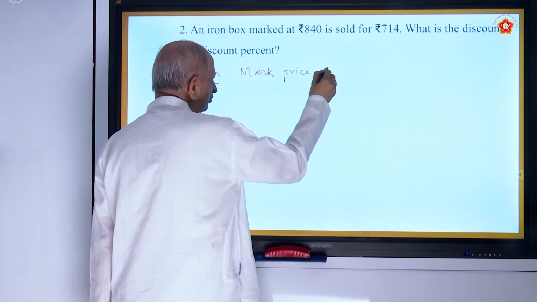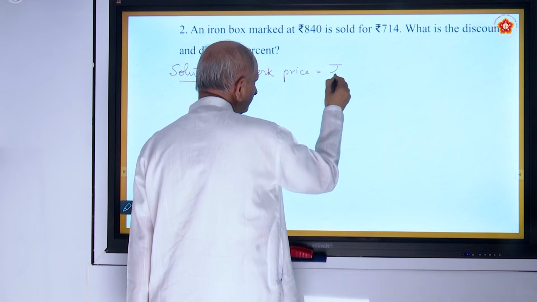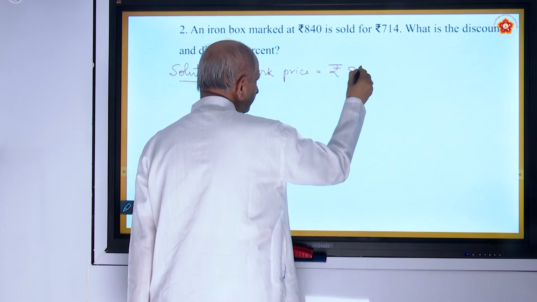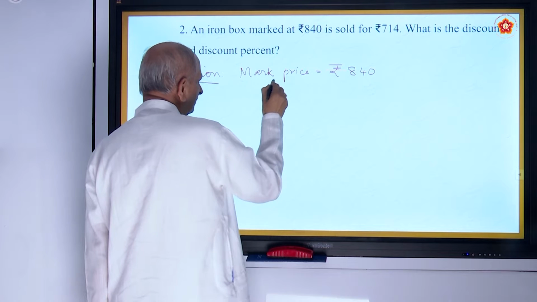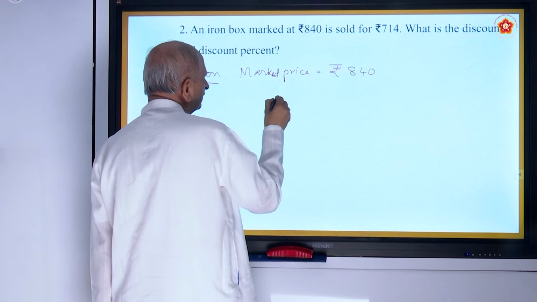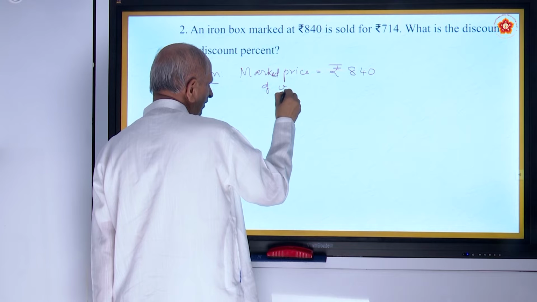Market price is equal to rupees 840. And it is the market price of what? Of an iron box.